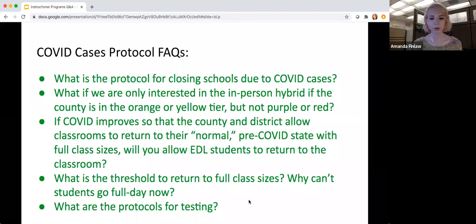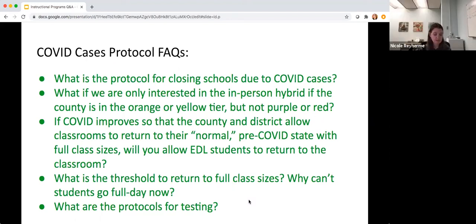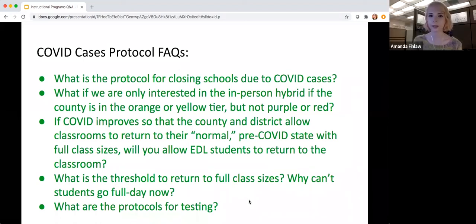What is the threshold to return to full class sizes? Why can't students go full day now? So currently, we still have restrictions on physical distancing in the county. And if those restrictions on physical distancing do go away, then that'll be the time when we can start talking about returning to a full return. But as long as we have physical distancing requirements, we will not be able to bring back all of our students at once. And what are the protocols for testing?